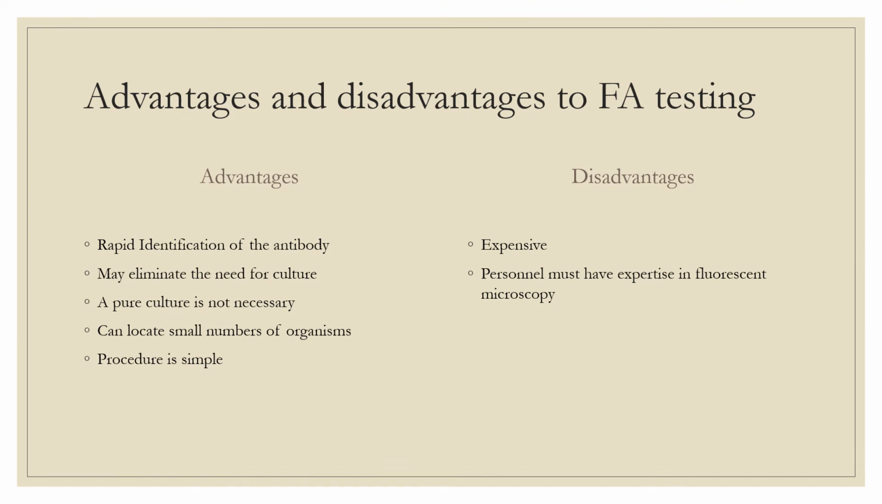There are some advantages and disadvantages to fluorescent antibody testing. Some of the advantages for using fluorescent antibody testing is that it's rapid, okay, and that it's very specific. We can rapidly identify the antibody being present in cases such as Bordetella pertussis, or RSV, or Giardia cryptosporidium. It may actually eliminate the need for culture because it is so sensitive and quick.